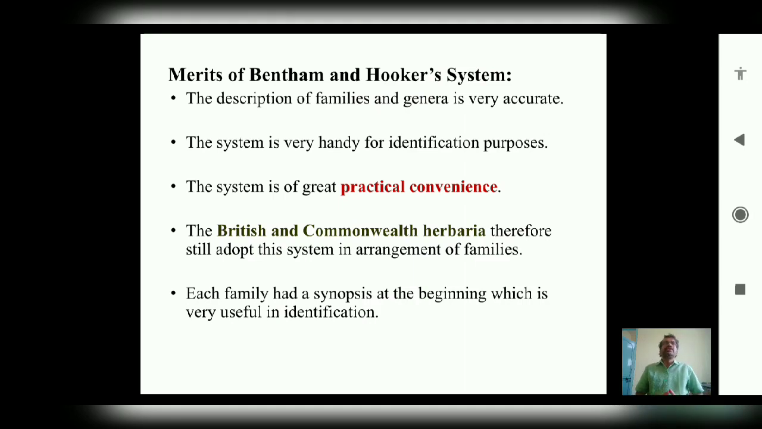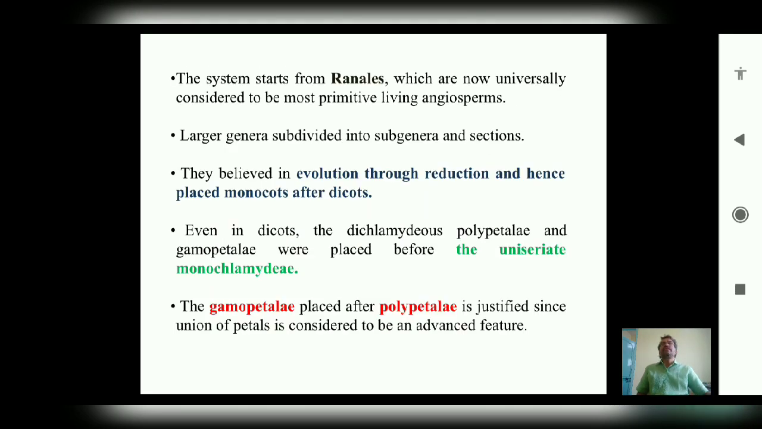So coming to the merits of the Bentham and Hooker system of classification, the description of families and genera was very accurate. The system is very handy for identification purposes. The system is of great practical convenience. The British and Commonwealth Herbaria have still adopted this system of classification, and each family had a synopsis at the beginning which is very useful in identification. The system starts from Ranales, which is considered to be the most primitive among the angiosperms, and it is universally accepted. Larger genera were subdivided into subgenera and sections.